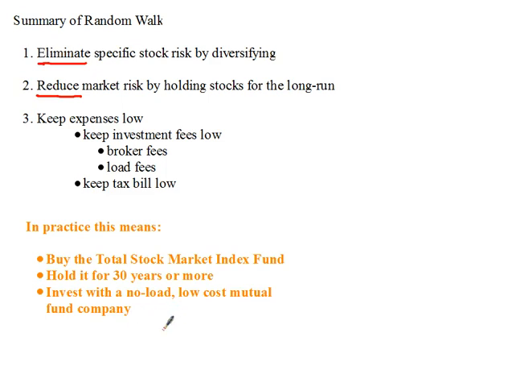So let me just say this all one more time. Random walk theory. Don't try to beat the market. Okay. Don't try to pick the right stocks. Don't do the castle in the air stuff. Don't do the firm foundation stuff. Okay. Buy the total stock market index, hold it for 30 years in a no load, low cost mutual fund company, and then you will do just fine. That is the basic summary of the random walk investors. That's what they believe in.